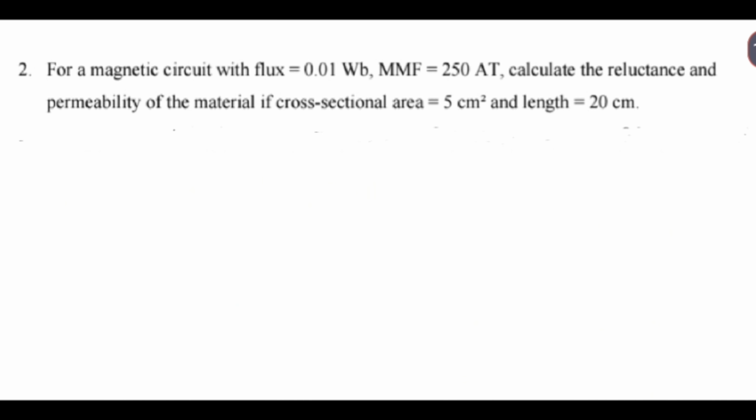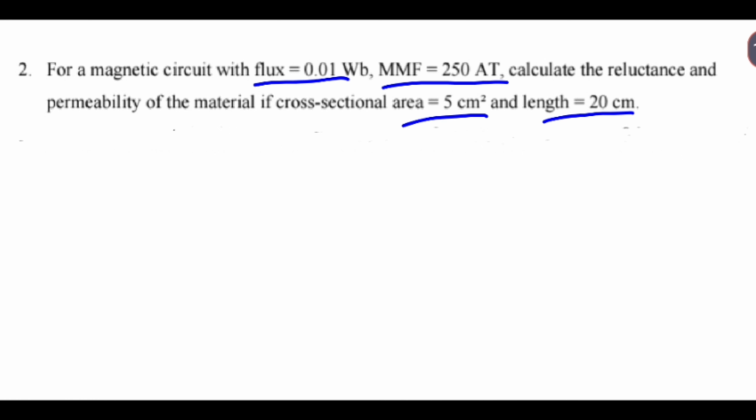The next question: for a magnetic circuit, flux is given, MMF is given, and calculate the reluctance and permeability of the material. Cross section and length are given. So we need to find the reluctance and permeability of the given problem.